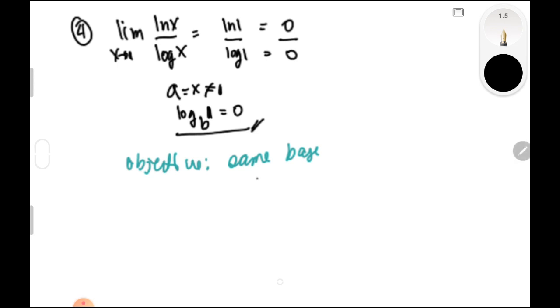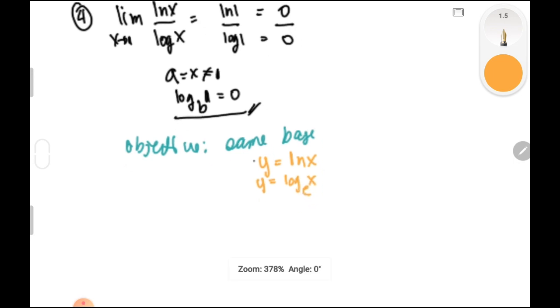Wherein, pag hindi nyo na maalala, so gawin natin. So we all know, let's have a function of y, our output variable. Y is equal to ln of x. So, ang gusto kong gawin is i-transfer ko tong ln of x into log. Okay? So, we have ln of x. So, we all know that ln of x can be written as log of x to the base e. Ayan, diba?